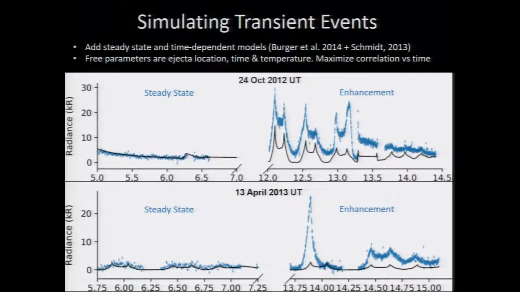Now, a steady state model won't reproduce transient effects in the atmosphere, so we can't just use that model here. And so we added my 2013 model to this steady state Berger model. We added those 2 together. You can play those games in an exosphere. All the particles are collisionless, and you can just add 2 models together. It works fine. The free parameters that we searched and tried to figure out the properties of these events are just latitude and longitude, the time of the event, and the temperature.